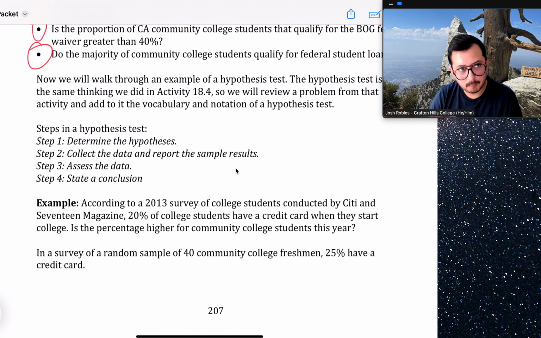So most of the time now, we're also going to have this idea of testing against some other number. So we have this 20%, has it gone up? We need to get an additional set of data. So there's going to be this comparison.